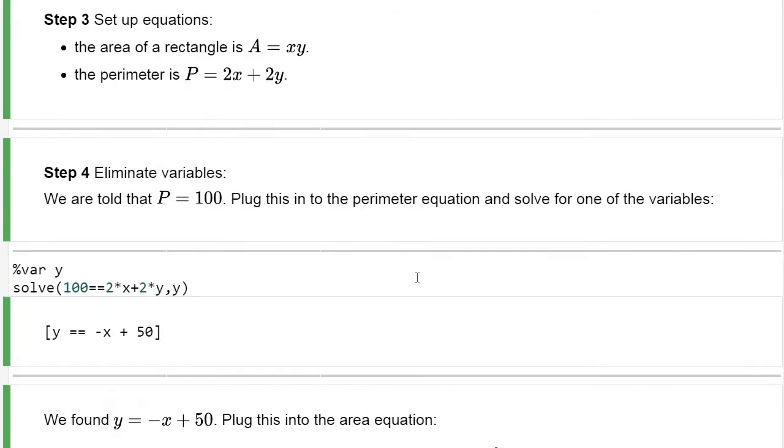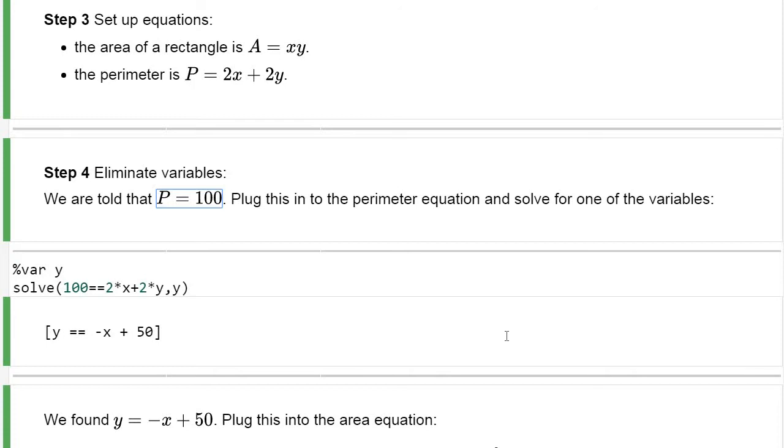Step 3, set up equations. I know the area of a rectangle is x times y. I know the perimeter of a rectangle is 2x plus 2y. Those are my equations. I now want to eliminate variables. I'm trying to maximize the area, so I want to rewrite this area equation with a single variable. To do that, I'm going to have to use the perimeter equation. I'm told that the perimeter is 100.